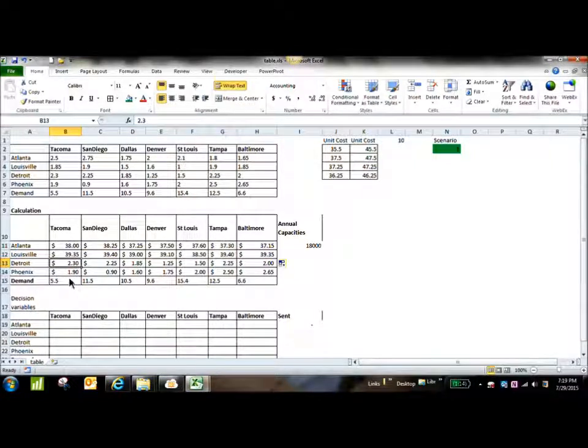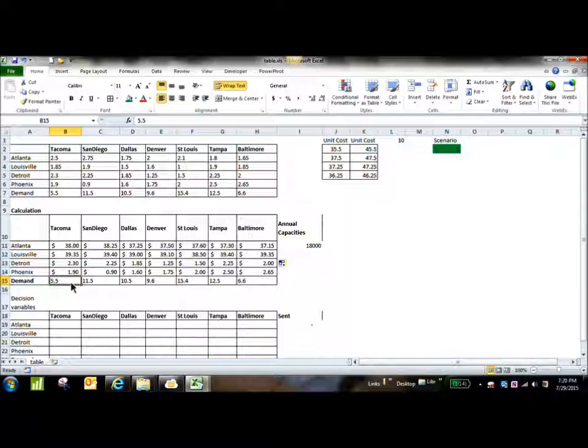You do the same thing for Detroit and Phoenix, and then once you want to run this for section C of this exercise, you will have to change the values again using this unit cost. So that's pretty much what you need to be doing. Make sure you put your values for the annual capacities. They already gave you the demand. The demand here, see, it says 5.5, 11.5. This is supposed to be 5,500, not 5.5.